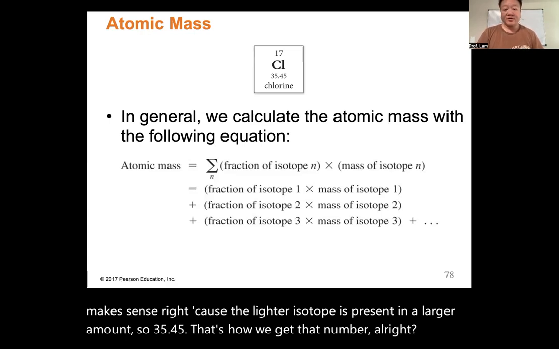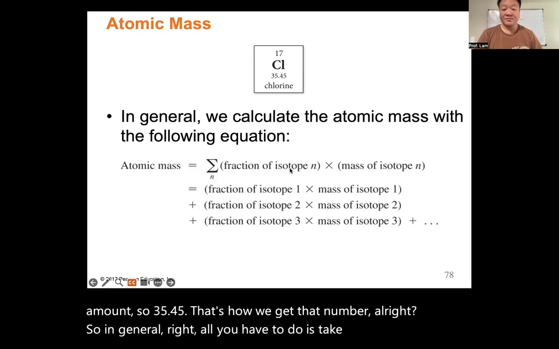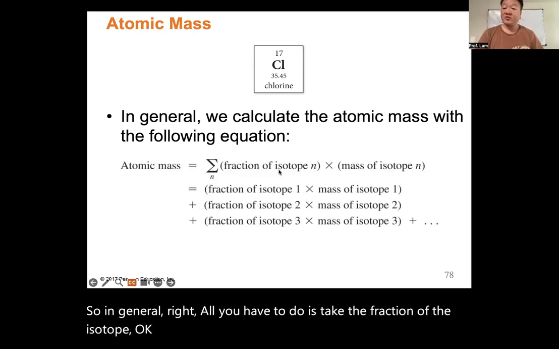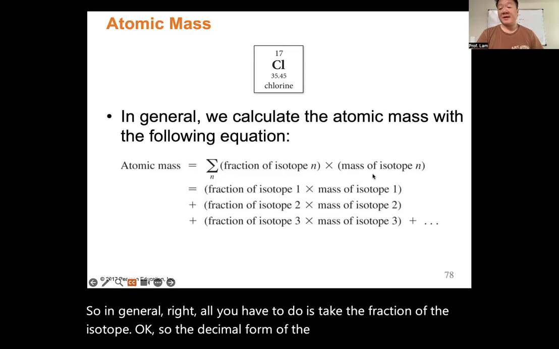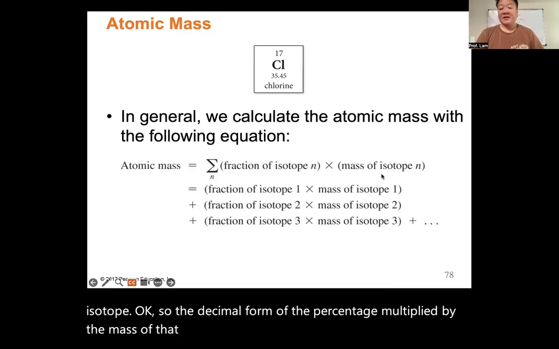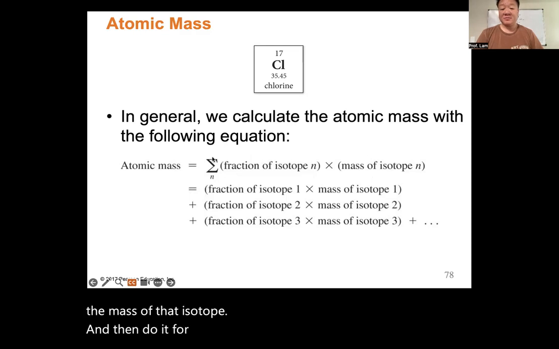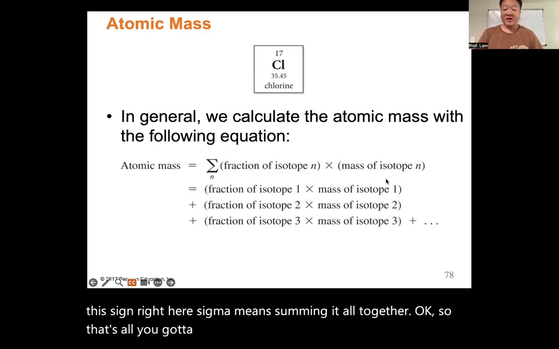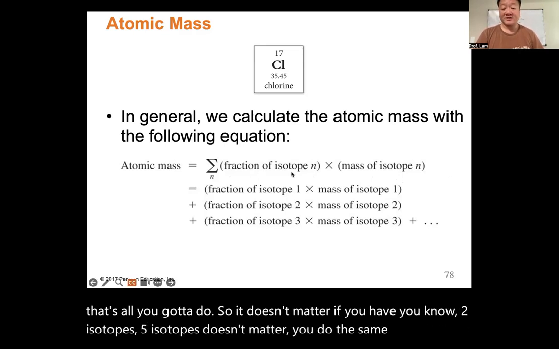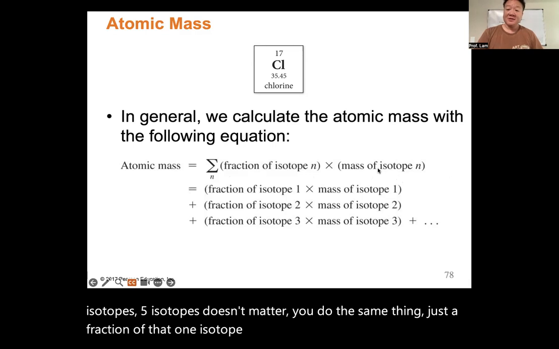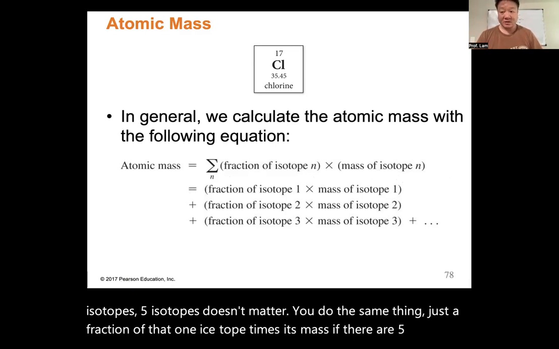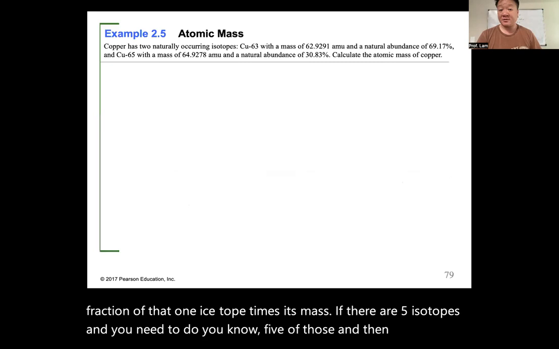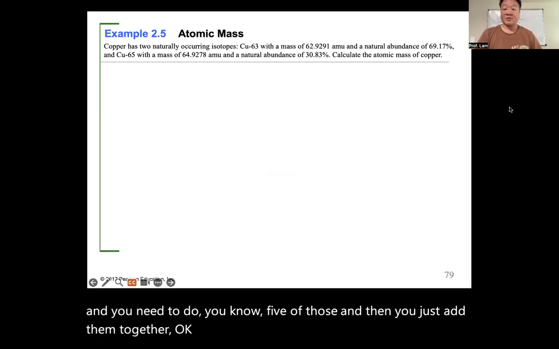So in general, all you have to do is take the fraction of the isotope, the decimal form of the percentage, multiply by the mass of that isotope, and then do it for every isotope, and then sum it all together. This sign right here, sigma, means summing it all together. So that's all you gotta do. It doesn't matter if you have 2 isotopes or 5 isotopes. You do the same thing, a fraction of that one isotope times its mass, and then you just add them together. So let's try it with the copper example here.